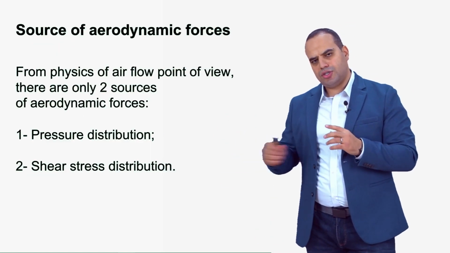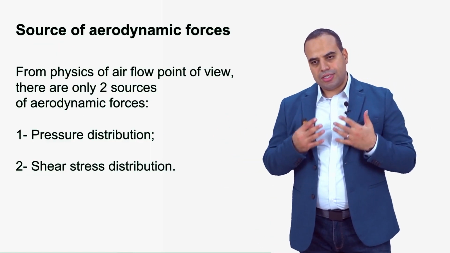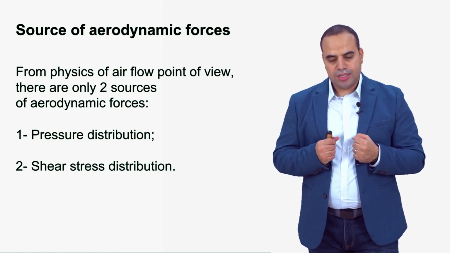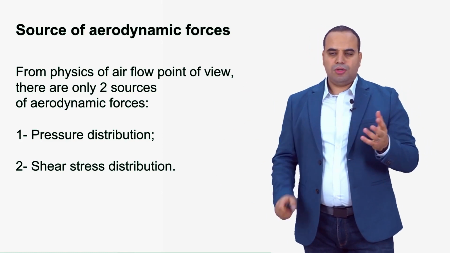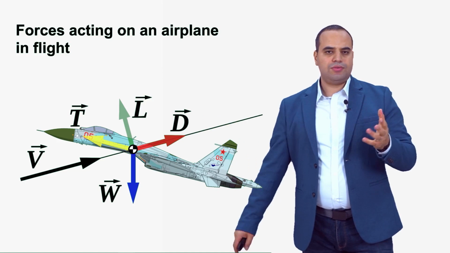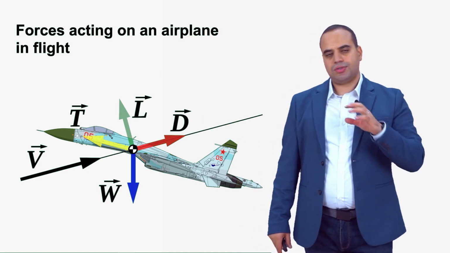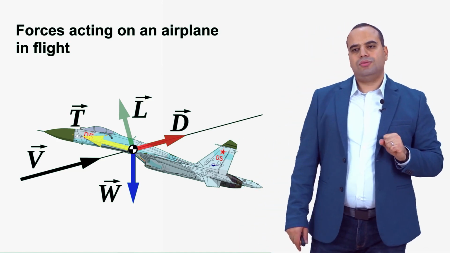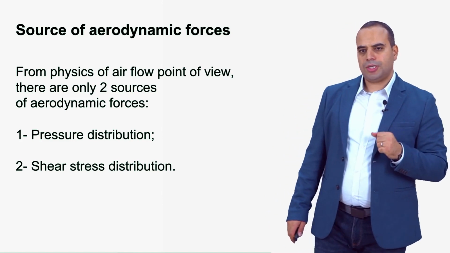So the shear stress distribution is the reason why we have friction drag, right? And the pressure distribution is what causes the other forces, the lift, for example, and also, in fact, a certain part of the drag, which is called the pressure drag. We're going to come to the details gradually.